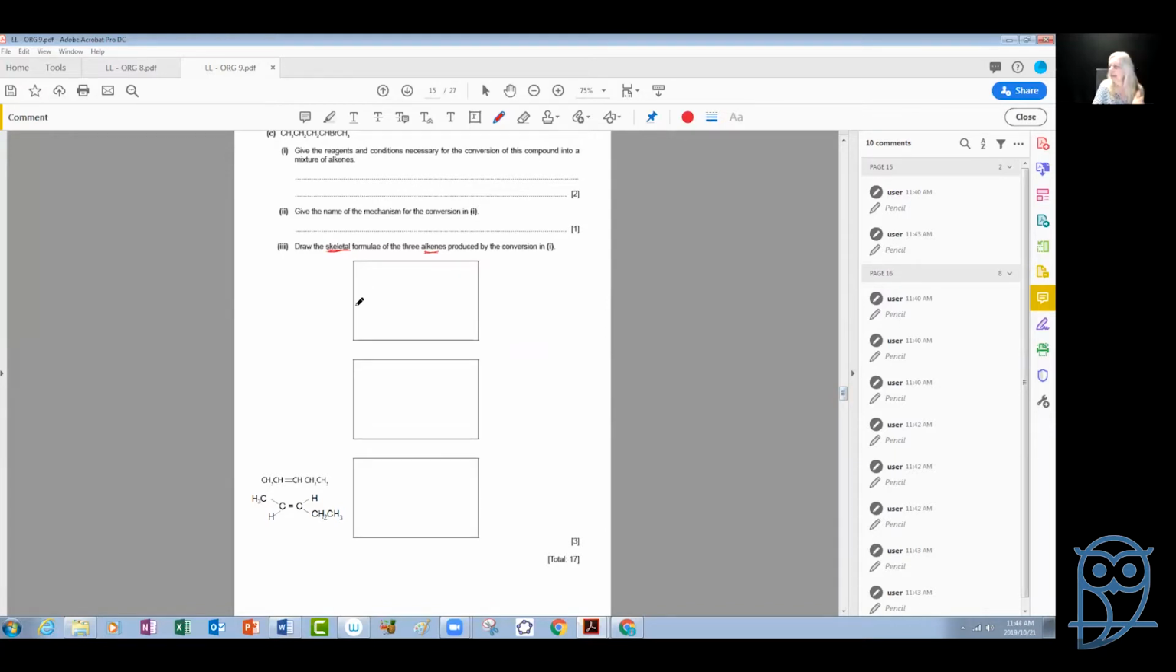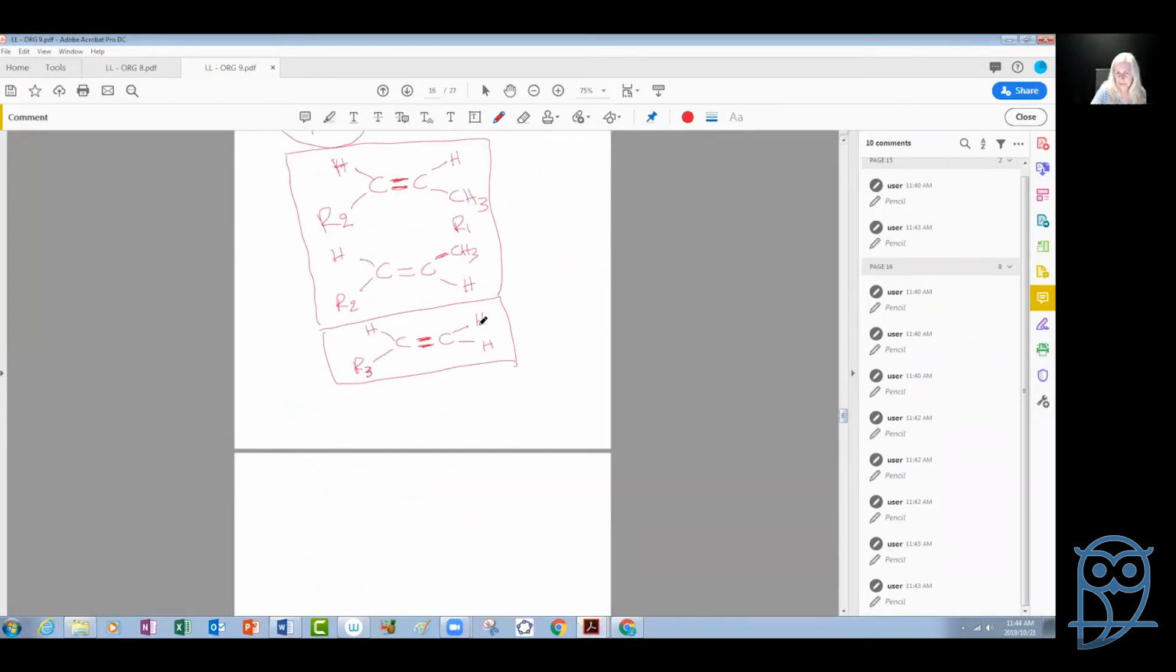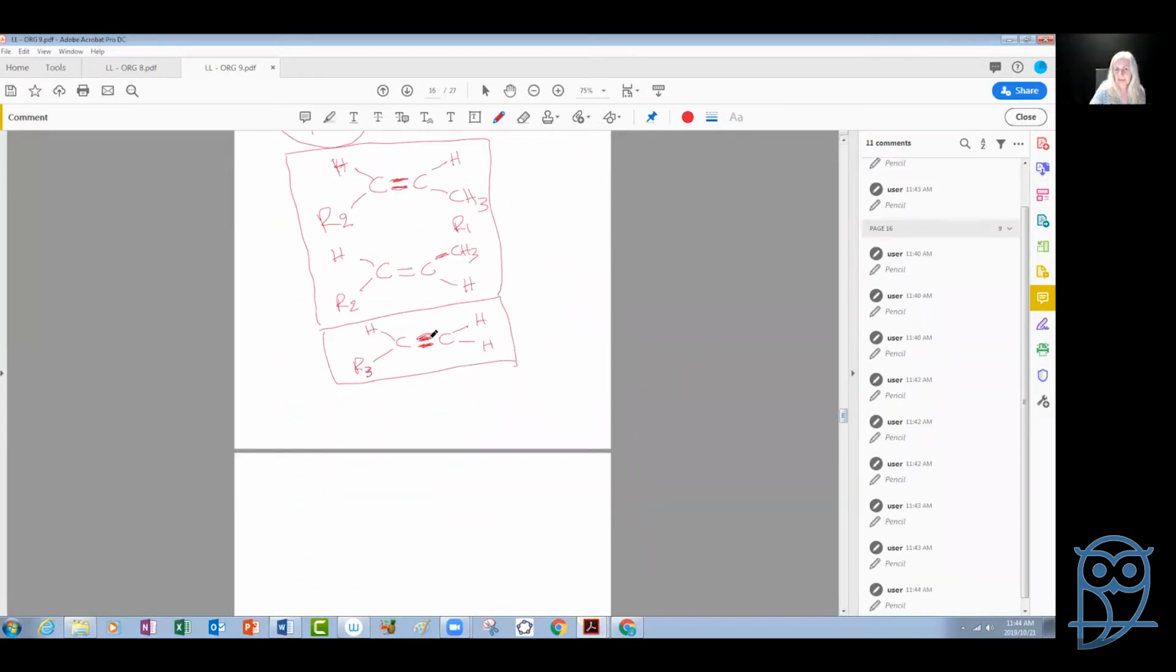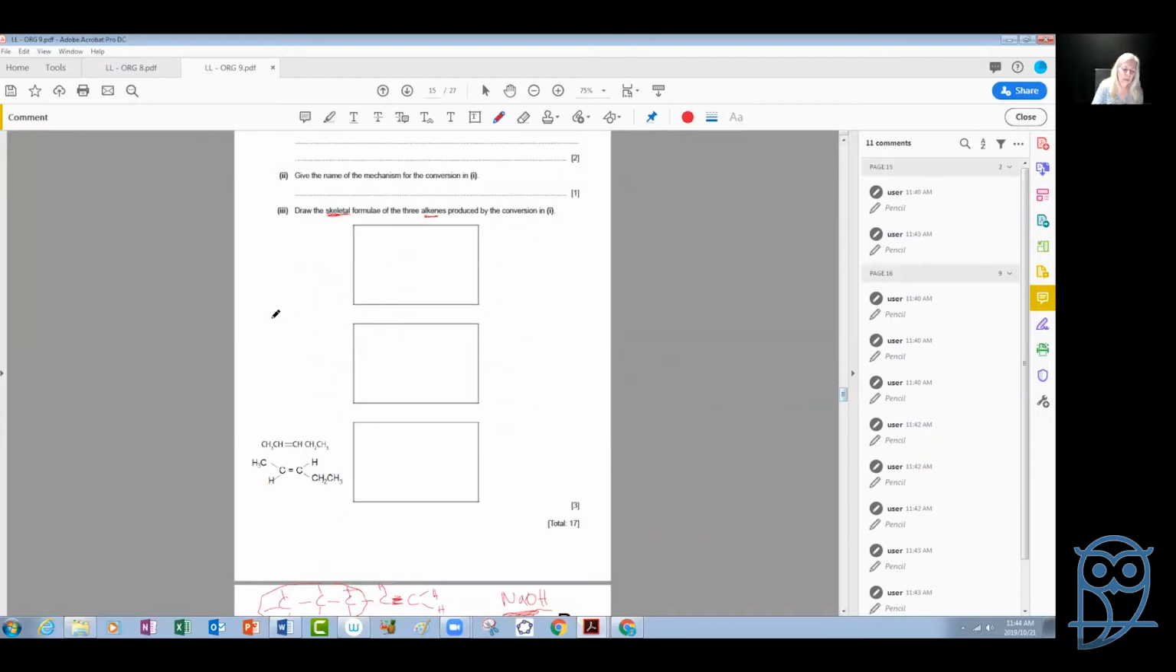The first one, where the double bond is at the end, at the last carbon, we can write here on top. How would it be? 1, 2, 3, 4, 5. Remember, it's a pentene. 1, 2, 3, 4, 5, and the last is the double bond. So that would be the skeletal formula for the alkene where the double bond is at the end.